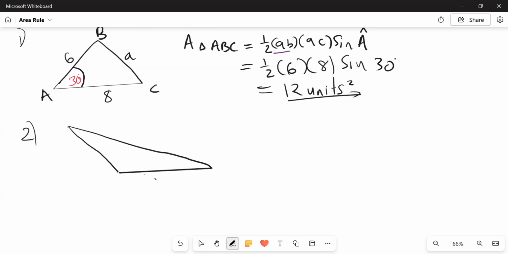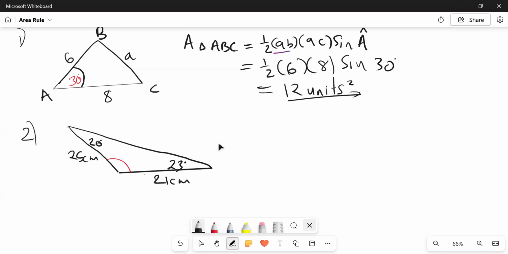You have 21 centimeters there. We have 25 centimeters. You have your 20 degrees, your 23 degrees, and then there's an unknown angle there, right? So we're looking for the area of this triangle.